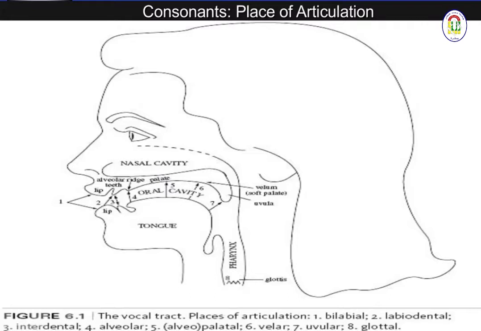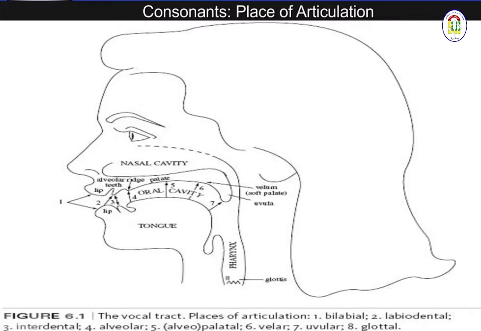Second, we have the lower lip and upper teeth. In this case, we produce f, v using the lower lip and upper teeth. Number 3, both upper and lower teeth can produce dental consonants, th and the. Number 4, we have the tip of the tongue with the alveolar ridge. We produce alveolar consonants like t, d, s, z, n, l, r.